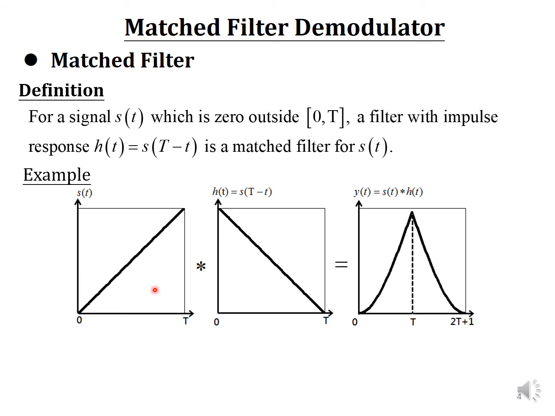And if we pass this s(t) to this matched filter, what will we have at the filter output? That means we have a convolution, right? A convolution of the input signal s(t) with the filter impulse response.